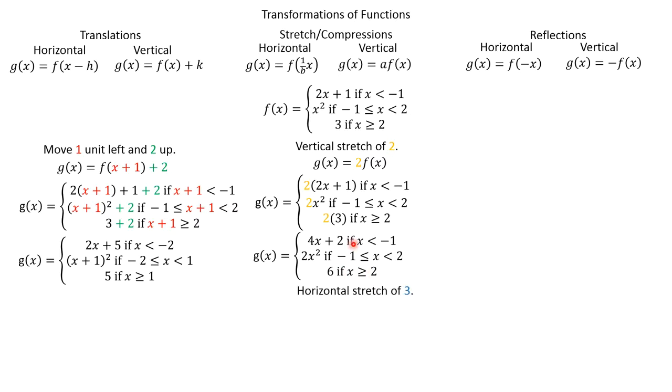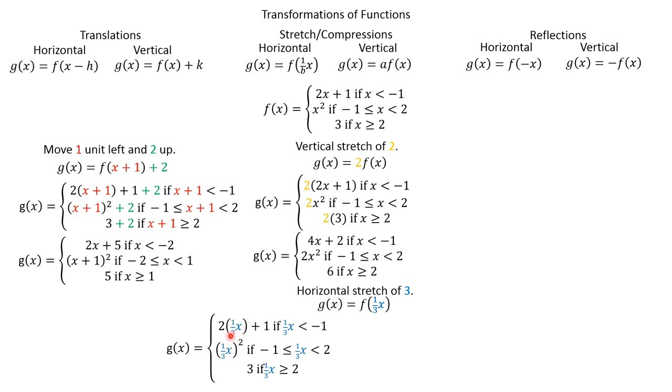If we have a horizontal stretch of, say, 3, this one will change the domain because we're going to take all of our x's and replace them with 1/3 x. So we replace this one with 1/3 x, replace this one with 1/3 x, and replace this one with 1/3 x. Here we'll distribute to get 2/3 x plus 1. This one we can square both pieces, 1/9 x squared.